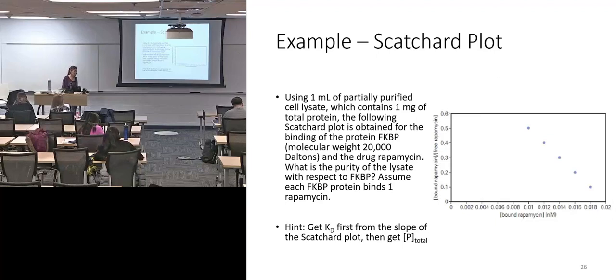Calculated dissociation constant: 0.02 nanomolar. Yes? Couple head nods? Okay, that's what I expect. This is the problem I'm spoiling. P total is going to be the exact same thing. All right. So let's see.